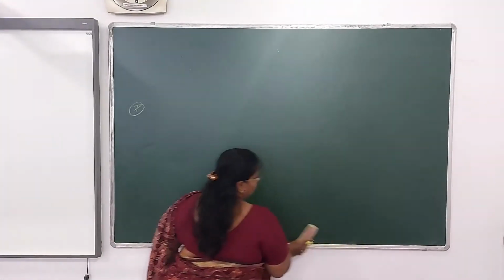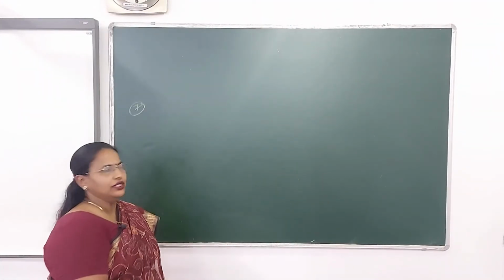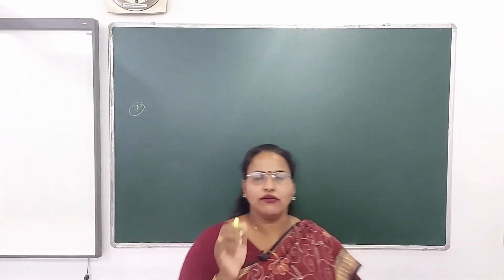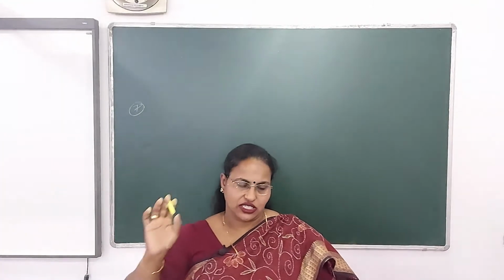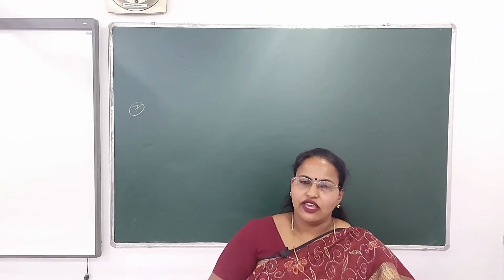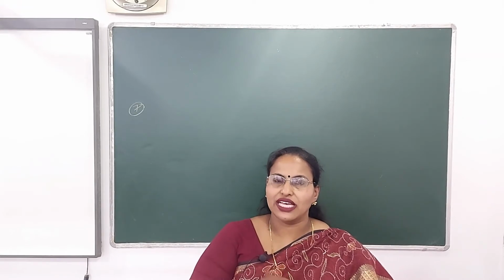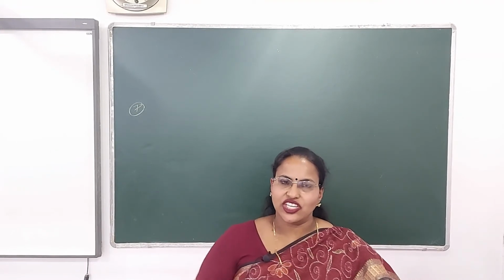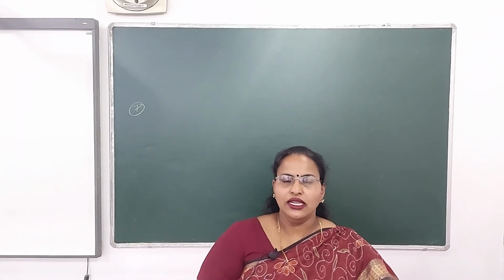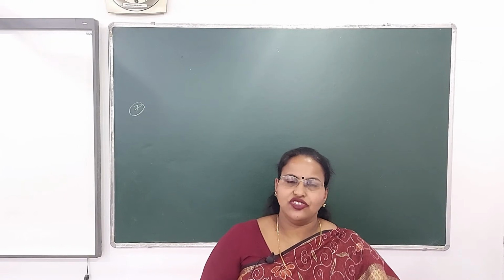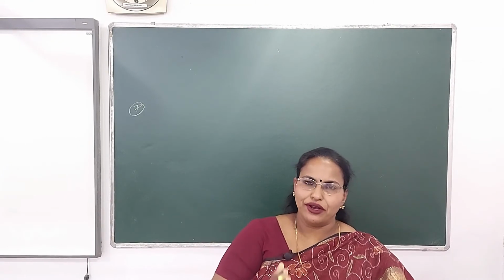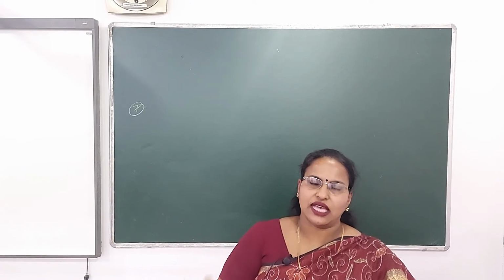Let A be a square matrix of any order. If any two rows or any two columns are interchanged, meaning we change the position of the rows or the columns, then the value of the determinant changes by a minus sign.